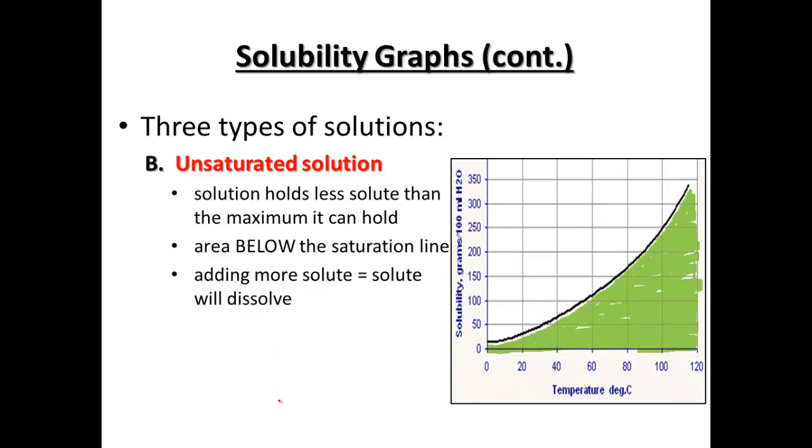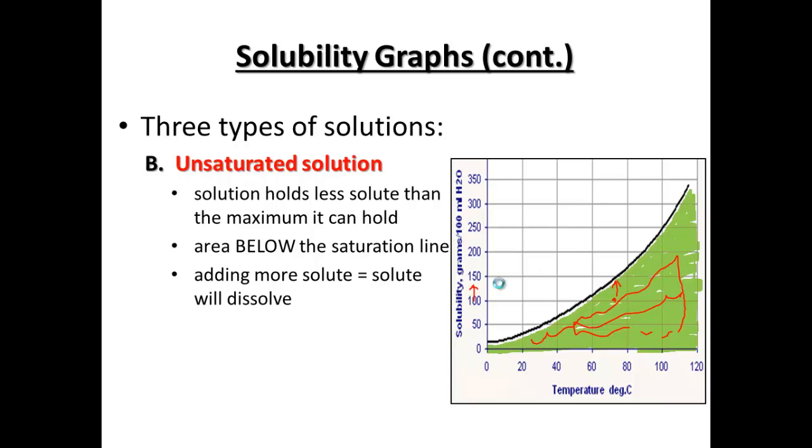Our second type of solution is an unsaturated solution. If you fall anywhere below the line, it means that we could actually add a little bit more to get to the line, so we could dissolve a little bit more into the solution. If we're below the line, we're unsaturated, meaning we could add more solute and the solute would dissolve.